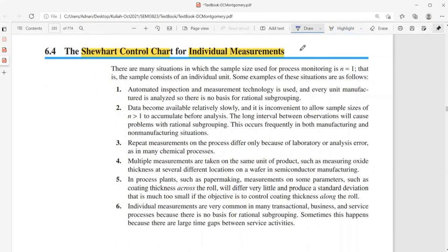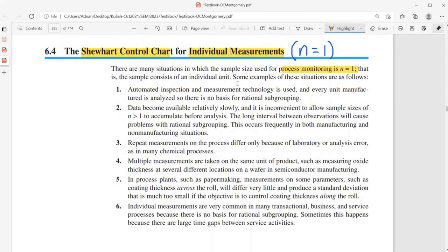Why? Sometimes it is expensive to take more than one. Because in inspection, sometimes you need to do destructive testing, for example. So you don't want to sacrifice too many products just for testing, then you take only one. So this is what we call the Shewhart control chart for individual measurement. There are many situations leading to these cases, where the sample size for process monitoring is n equals 1.